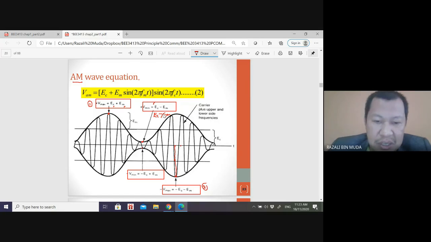Basically, this is minus EC minus EM, so it becomes plus EM. So this is the minimum negative value of this signal. So you have this Vmax plus, Vmin plus, Vmin minus, and Vmax minus, or negative Vmax.